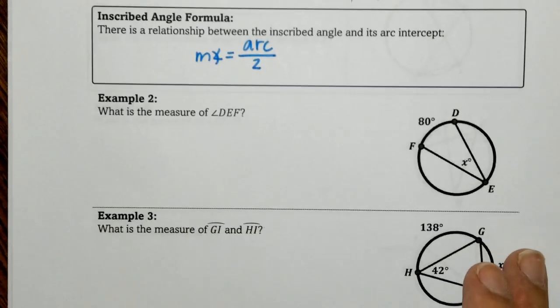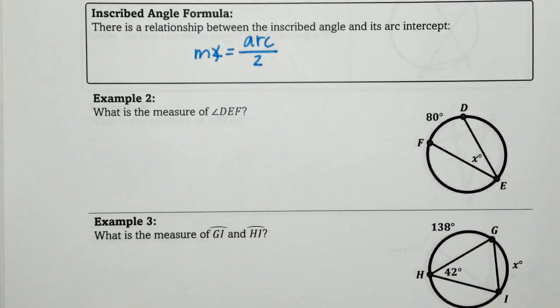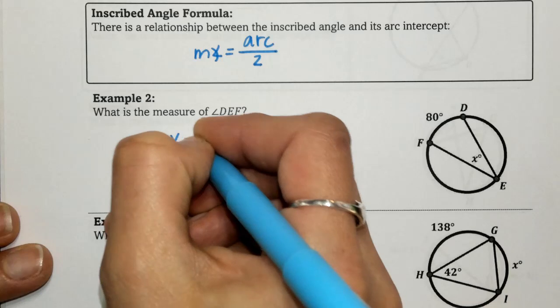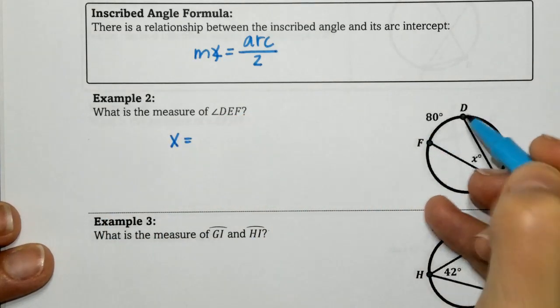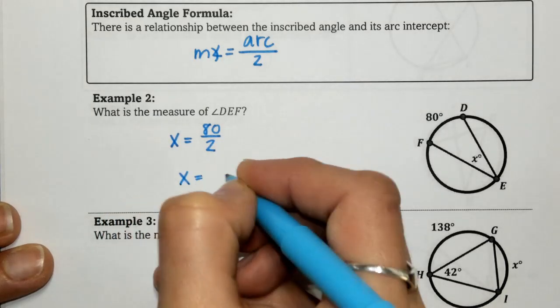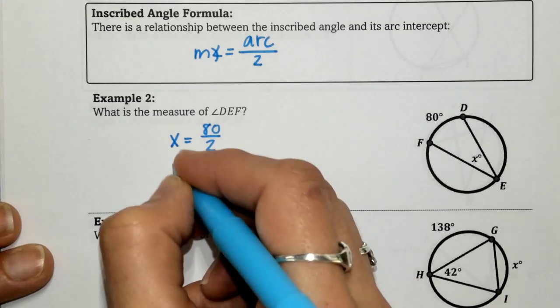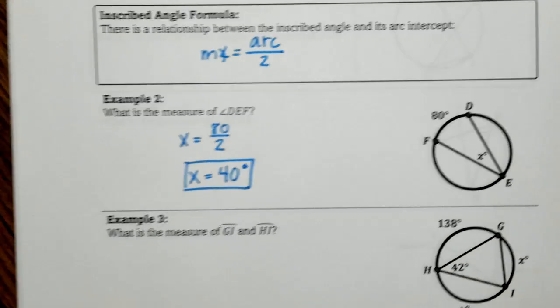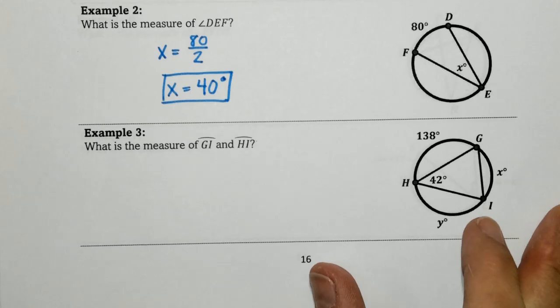So let's take a look already at the first one here. We're looking for the measure of angle DEF, so we're looking for X. We know that angle is equal to the intercepted arc of 80 divided by 2. So X is simply going to be 40 degrees. Okay, short, simple, and sweet. Just divide that arc.